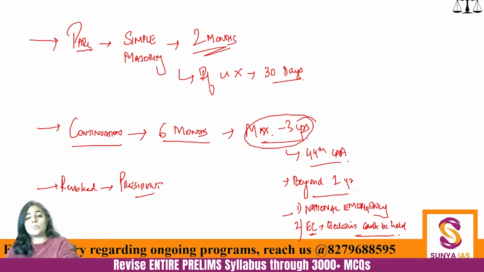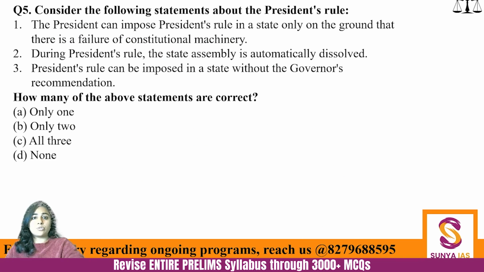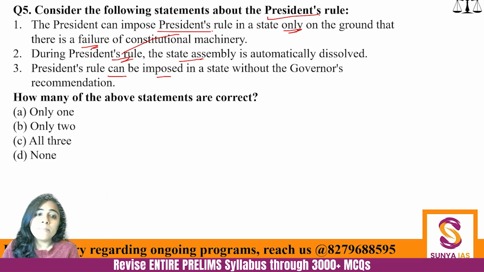Now let's move to the next question and solve some more aspects of it. Consider the following statements about the president's rule. The president can impose the president's rule in a state only on the ground that there is a failure of constitutional machinery. During the president's rule, the state assembly is automatically dissolved. And the president's rule can be imposed in a state without the governor's recommendation. How many of the above statements are correct?